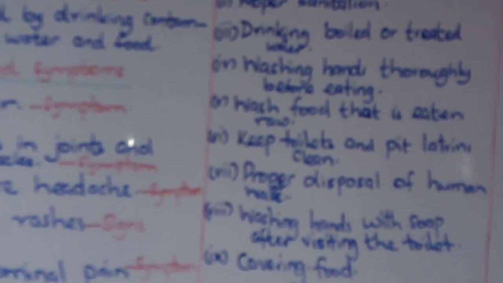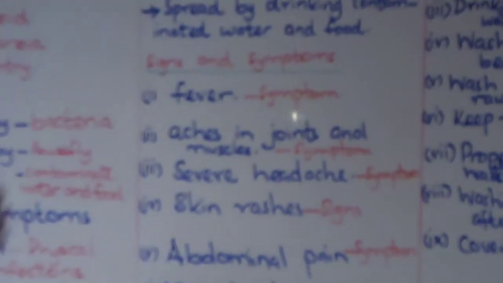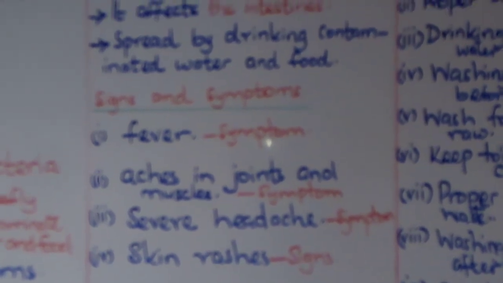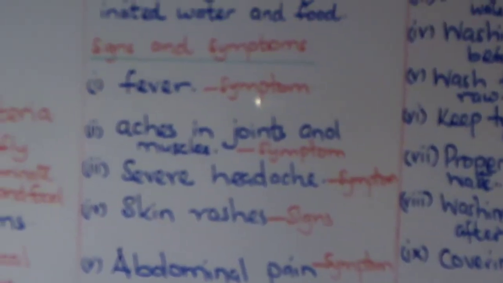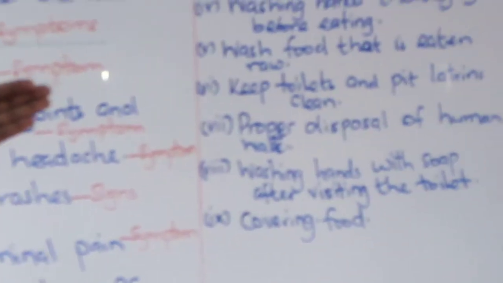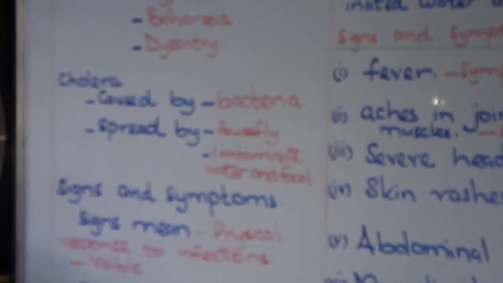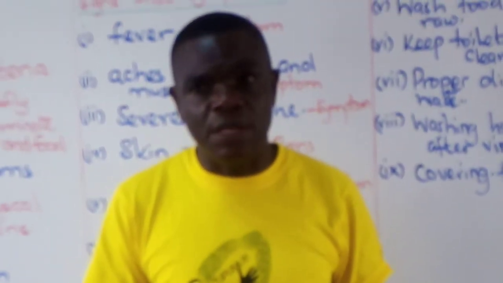So what have we learned today? Today we've learned the disease called typhoid, and we've learned that it's caused by a bacteria, and it affects the intestines. It's spread through drinking contaminated water and food. We have learned the signs and symptoms of typhoid fever, and they are lined here, boys and girls. Today we also learned new terms: the syndrome, prescription, diagnosis, incubation period. We have learned the difference between signs and symptoms, and we did a recap of the last lesson. I hope this is going to help you in your day-to-day life.